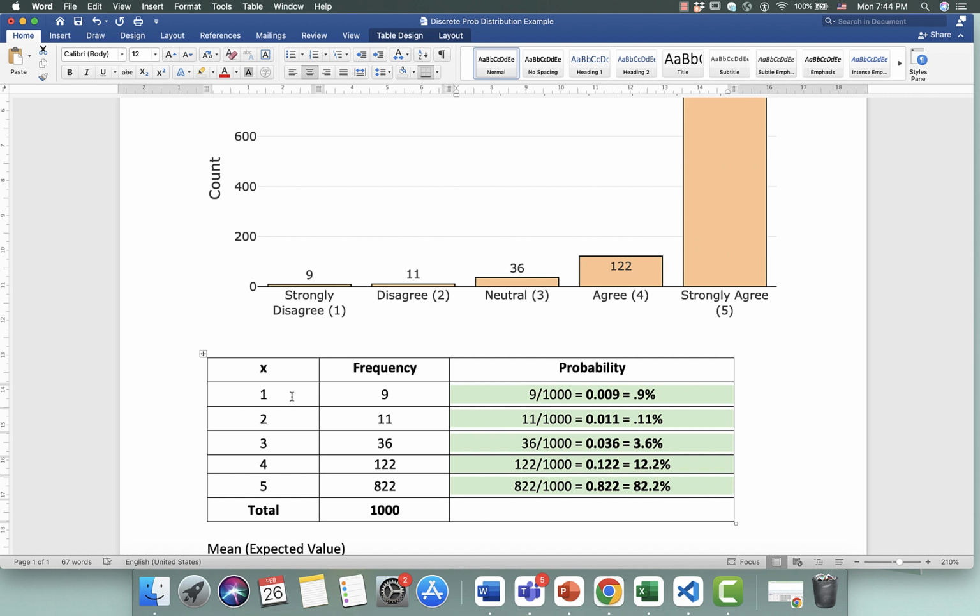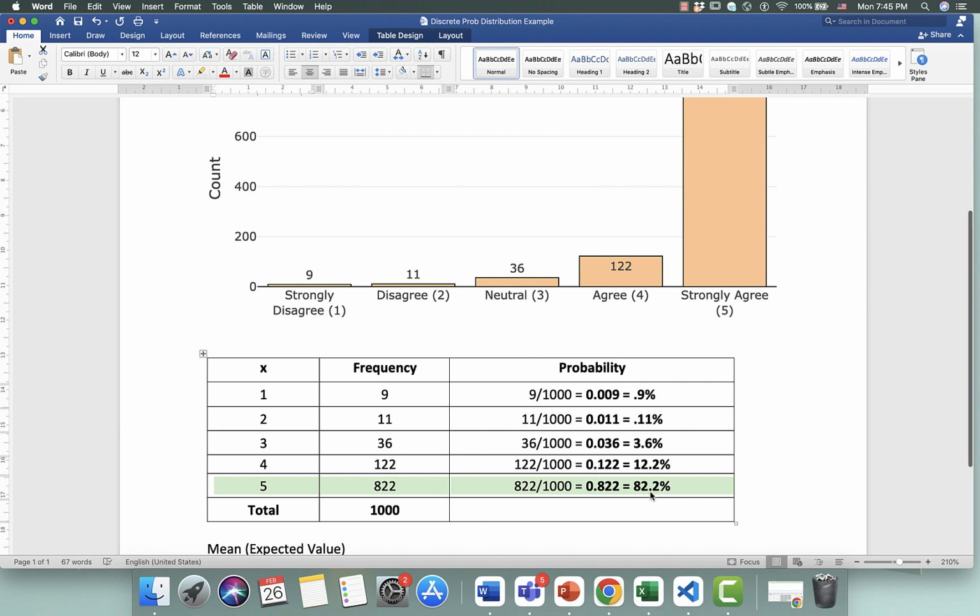So another interpretation, if we look at the fourth row, we can say that if we randomly pick a person in this sample, there's a 12.2% chance that they would respond 4, that they agree with the statement. Whereas if we randomly pick a person in this sample, there is an 82.2% chance that they would respond 5, that they strongly agree with the statement that they enjoy music. So what we've done so far is we've constructed a discrete probability distribution.